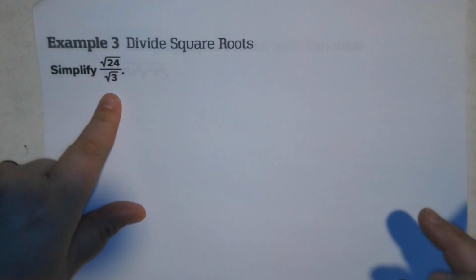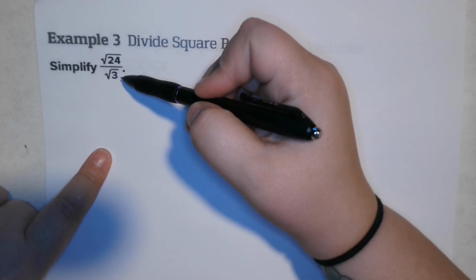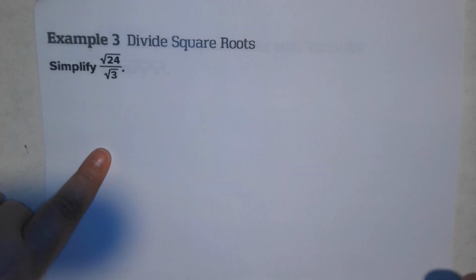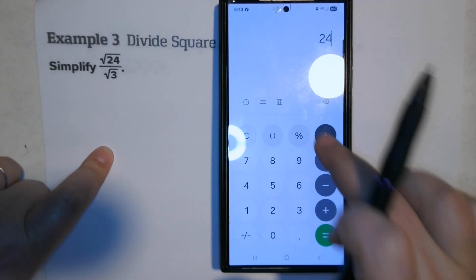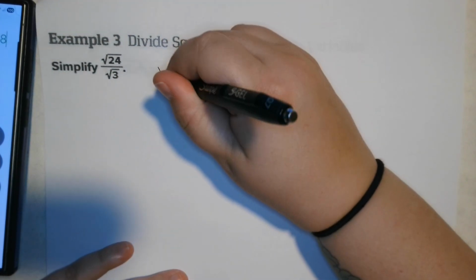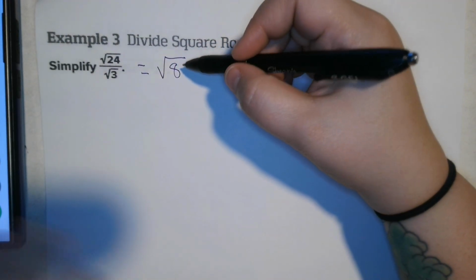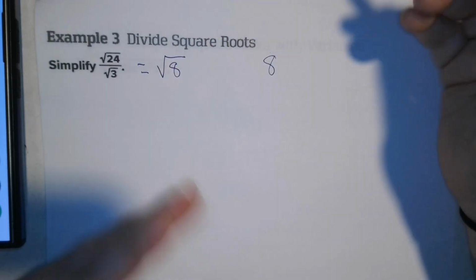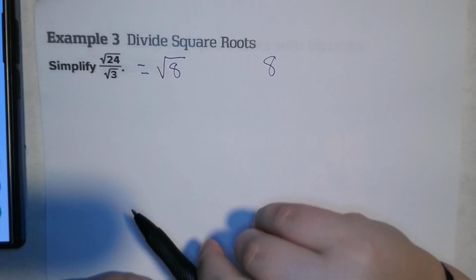Let's take a look at example 3. That's when we're dividing square roots. So it's the square root of 24 divided by the square root of 3. Well, I'm pretty sure 24 can be divided by 3. 24 divided by 3 is 8. So I'm going to put the square root of 8 here. That's not my answer. That's not my simplified answer. But now I can go factor just 8 instead of trying to factor that, and divide them out.